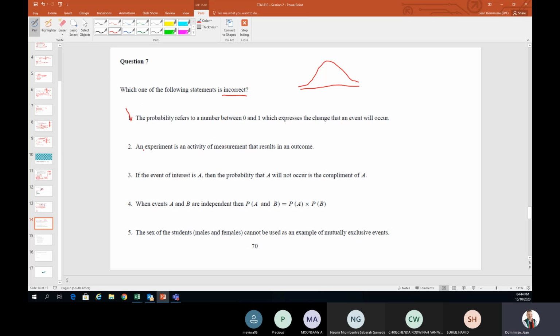An experiment is an activity of measurement that results in an outcome. Okay, so that is actually somewhere in the textbook. Even in the study guide, they give you what the definition of experiment is. So that one is also correct. If the event of interest is A, the probability that A will not occur is the complement of A. So again, that is true.